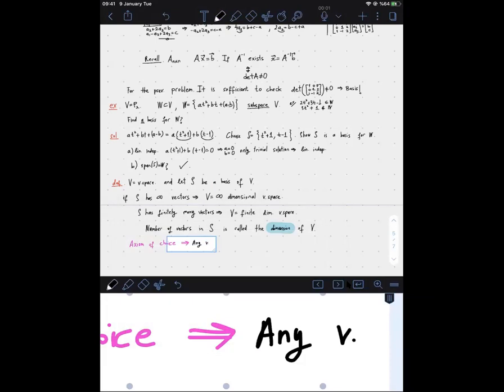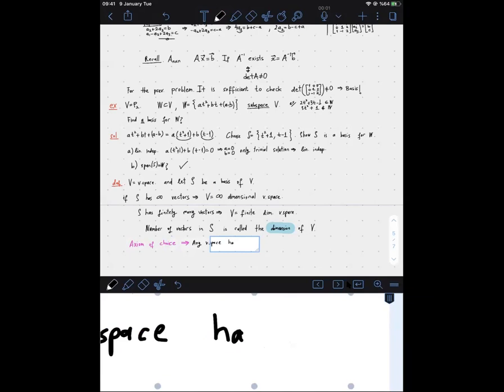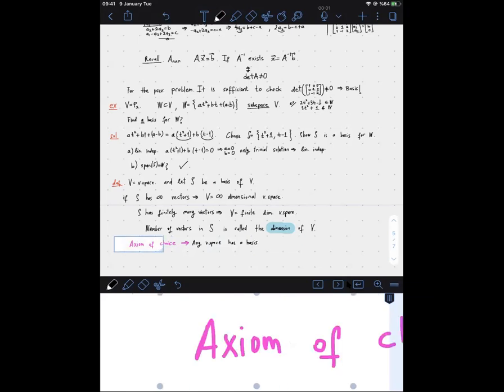Any vector space has a basis. As I said, this is an axiom. What does it mean? It means we take it for granted. There is no proof for this axiom of choice. There are no proofs for axioms. Those are the things that you take for granted. If you don't accept this, there's still mathematics you can do, but that mathematics has very bizarre conclusions.